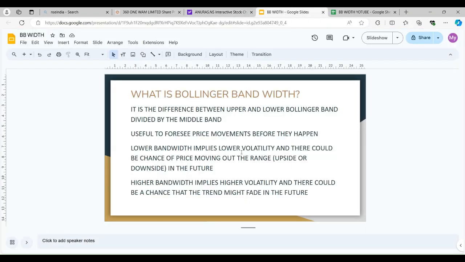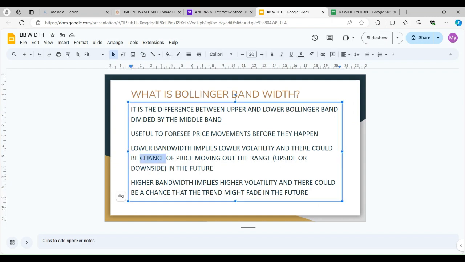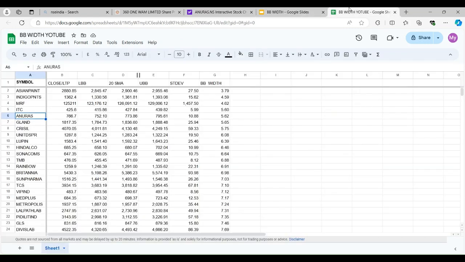Lower bandwidth implies lower volatility, and there could be a chance of price moving out of the range. I am saying there could be only a chance. I am not predicting anything. I am not providing any advisory service. This you can use as an alert. This screener you can use as an alert.